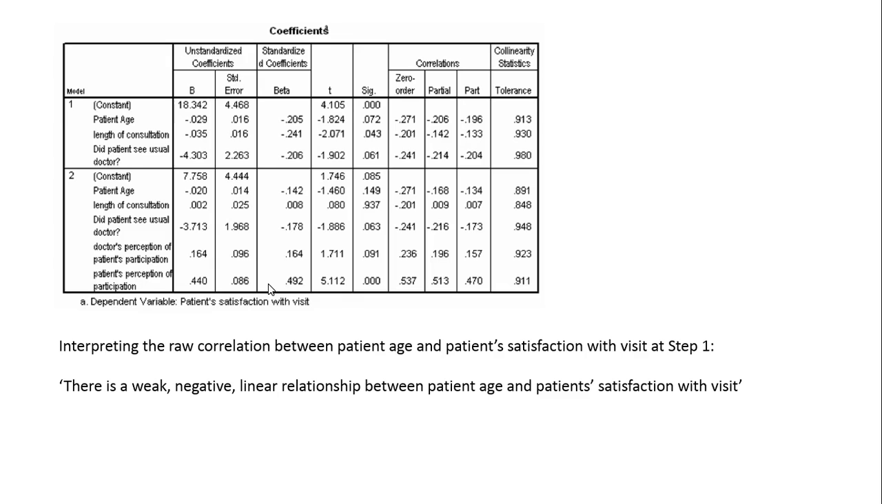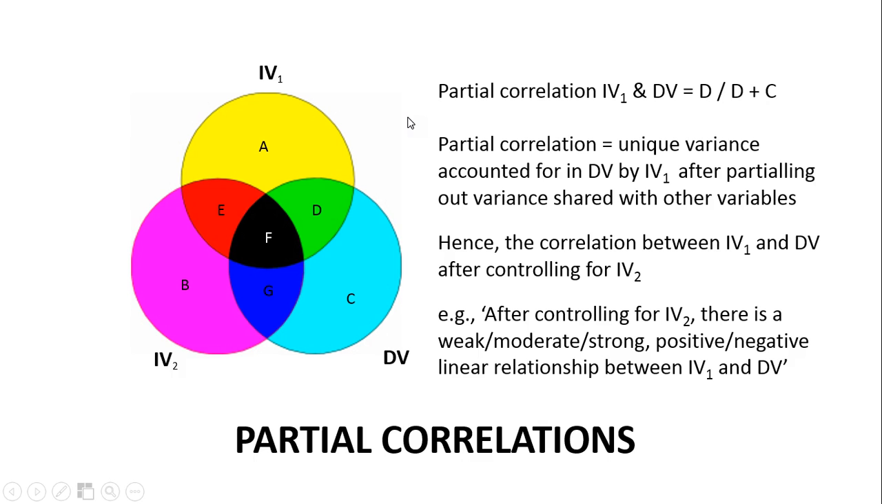So just to give you an example, this is a correlation table taken from your textbook. If you wanted to interpret the raw correlation of patient age in step 1, you guys should be really familiar with this from previous years. You just say, there is a weak negative linear relationship between patient age and patient satisfaction with visit. So the raw correlation is here, negative 0.271, so it's negative and weak. So this is patient age, and the zero order is the raw correlation.